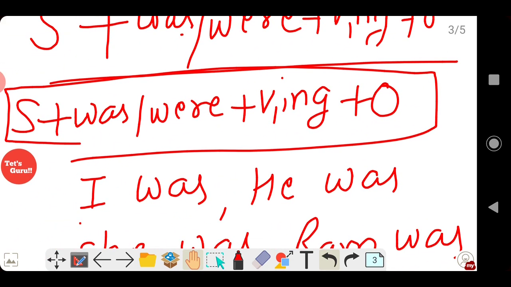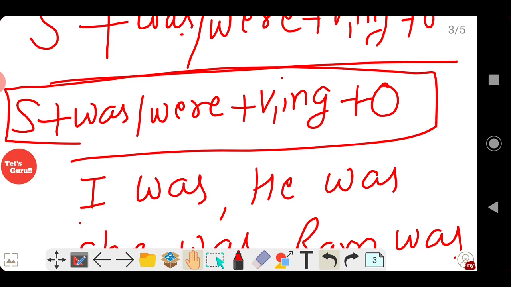Let me explain once again. Subject plus was, were. You just need to take care about your subject with the auxiliary helping verb, and the verb first form is combined with ing. So read becomes reading, come becomes coming, eat becomes eating, shoot becomes shooting, budge becomes budging, write becomes writing. Something like that, and then the object comes.